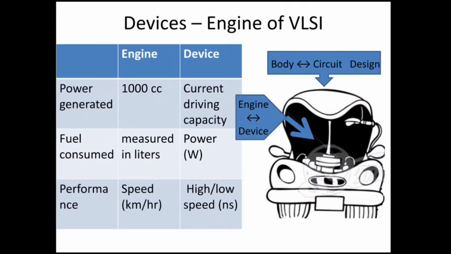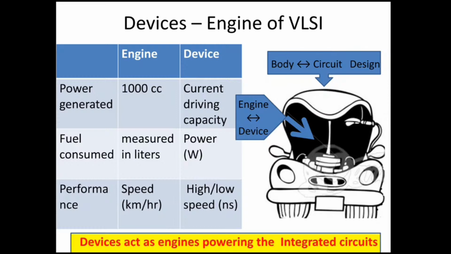To understand the importance of devices, we will compare it with a vehicle. A vehicle has an engine and a body. The engine determines the power generated, the fuel consumed, and the performance of the vehicle, whereas the body decides the functionality of the vehicle. If the body is made like a car, then it transports passengers. If the body is made like a truck, then it transports goods. Similarly, devices are engines of integrated circuits. They decide the current driving capacity, the power consumed, and the speed of the integrated circuits, whereas the circuit design determines the functionality of the integrated circuit. Therefore, devices act as engines powering the integrated circuit.